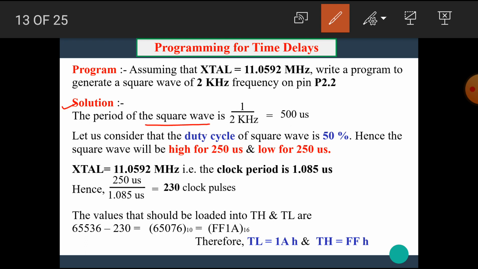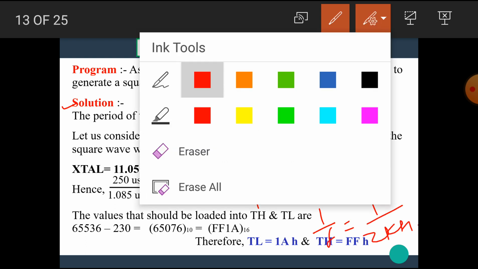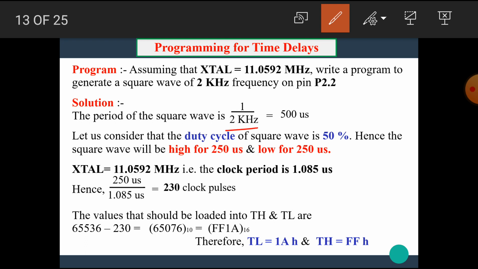The period of the square wave: here the frequency is given as 2 kilohertz. From this frequency we can obtain the period as 1 upon f, that means 1 upon 2 kilohertz, which is equal to 500 microseconds. I hope you all know these calculations. Now let us consider that the duty cycle of the square wave is 50%.